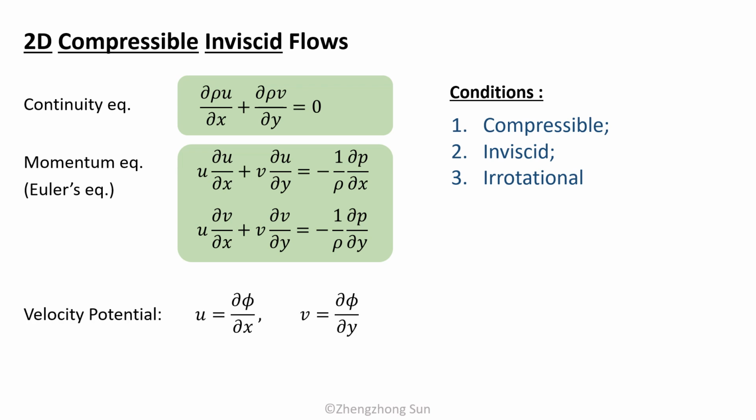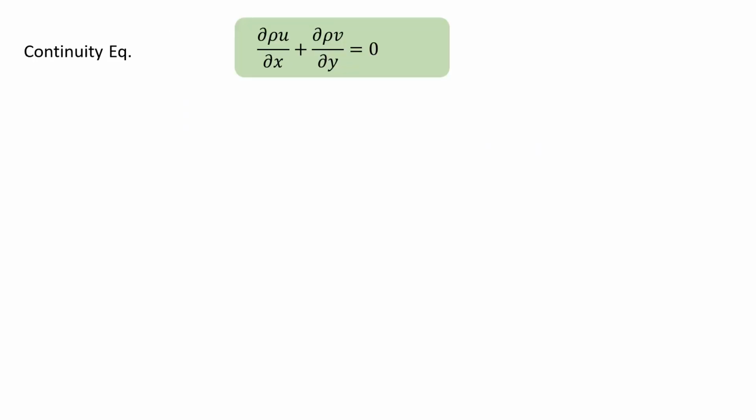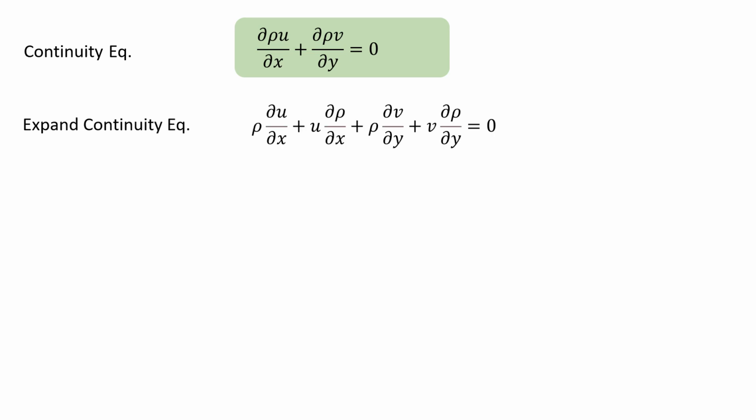Similarly, since we are deriving the full velocity potential equation, we need to introduce the velocity potential. The velocity potential has a similar definition as in the incompressible flow. So we have u equals partial phi partial x, v equals partial phi partial y. So let's start with the continuity equation, shown here. Now what we do is expand the continuity equation.